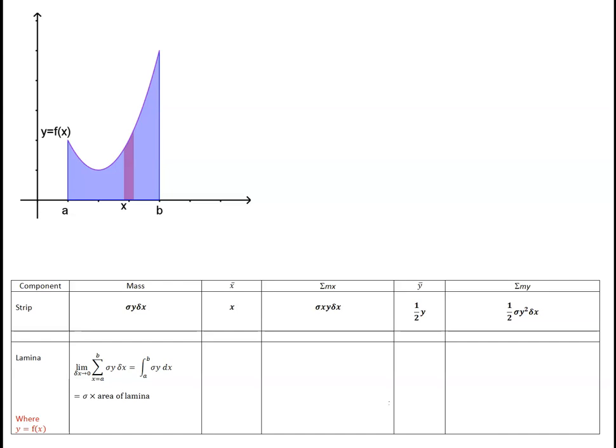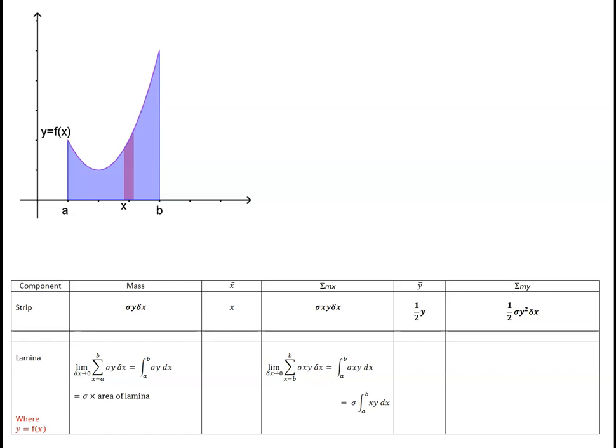For the sigma mx terms, I need to add up all of the terms of the form sigma xy delta x between x equals a and x equals b. To improve the approximation, I've got to make delta x really small, so I'm taking lots and lots of little strips. So I want the limit as delta x tends to 0 of this sum, which becomes the integral between a and b of sigma times xy. Provided sigma is a constant, we can pull the sigma outside the integration sign. So we've got sigma times the integral between a and b of xy dx.